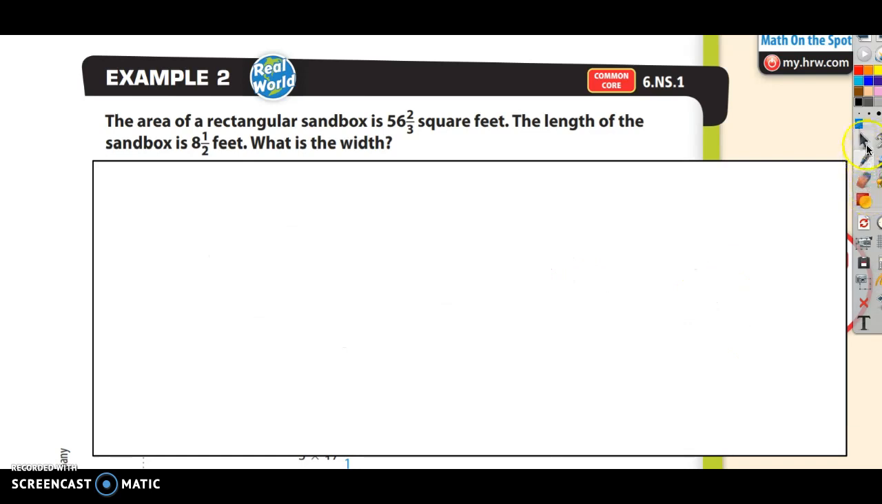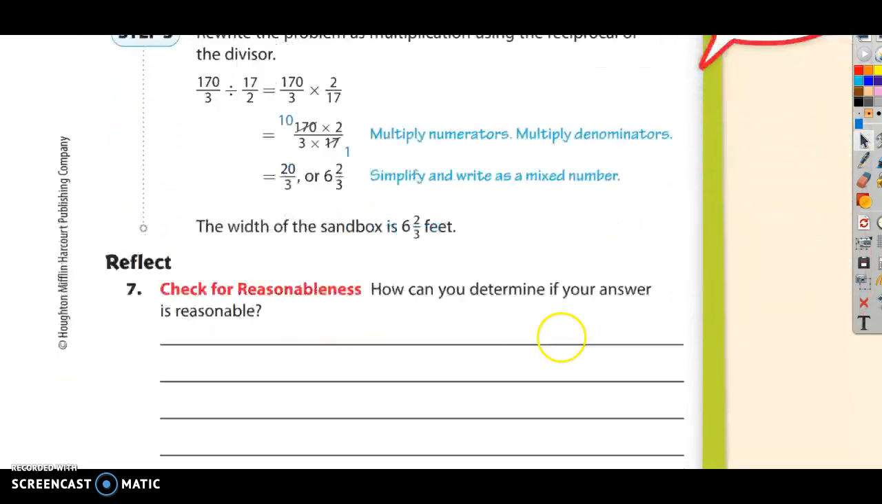Now, what I need you to recognize here is that if you're given the area, you're going to do the area divided by the other side length. So for example, in this problem, we were given the length, so we're going to divide the area by the length, and that would be the width. That's what we're going to do on these problems. Let's go ahead and go to the bottom of the page.